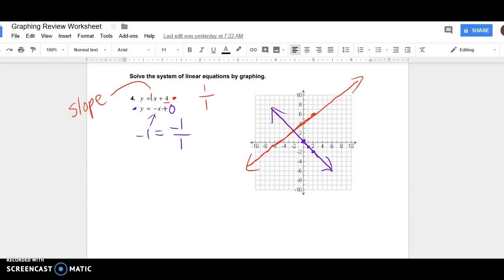So where these two intersect, that is at the point -2, 2, and that is our solution to this system of equations. So hopefully that helps. Again, if you've still got some questions, let me know.